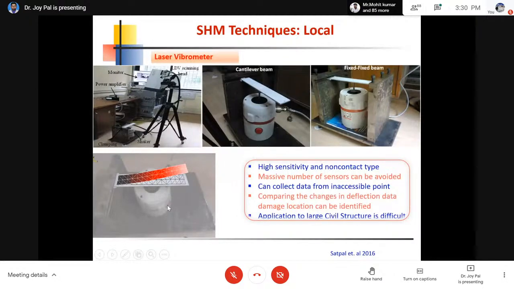By comparing the natural frequencies and mode shapes, you can find the damage location, or you can identify the damage quantity.